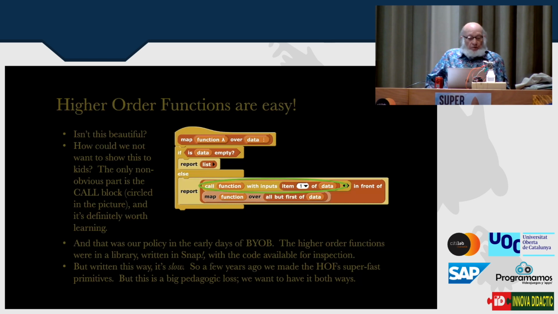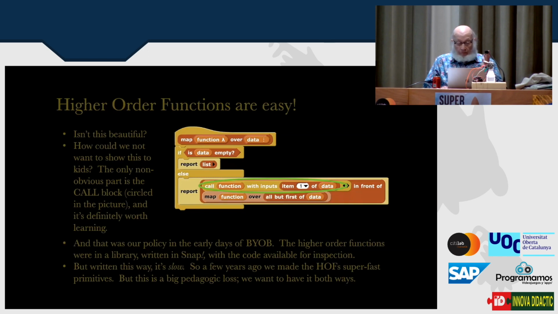Third example, higher order functions. It says here, higher order functions are easy. So here's the definition of map, written in Snap. There's no JavaScript in here or anything. And for the most part, it's just a simple walk through a list, look at every item in the list. But there's this green oval surrounding the thing that's magic, which is the call block, which says, call this function and give it this input.